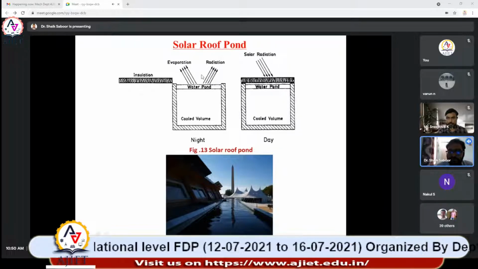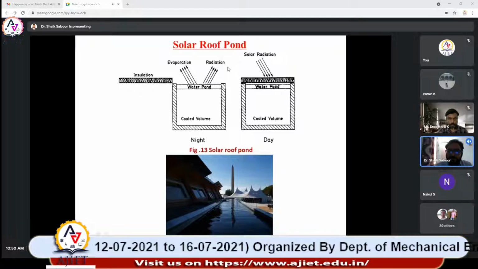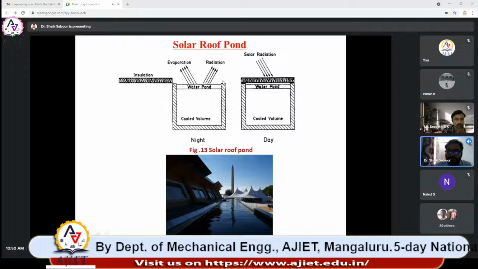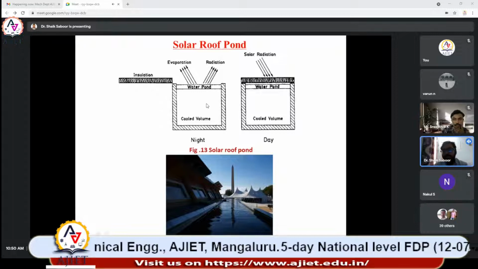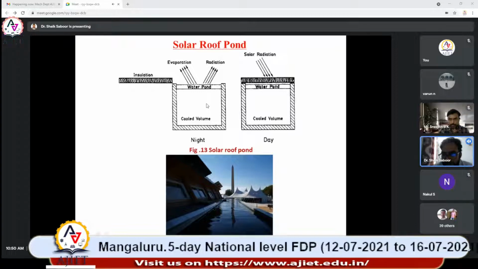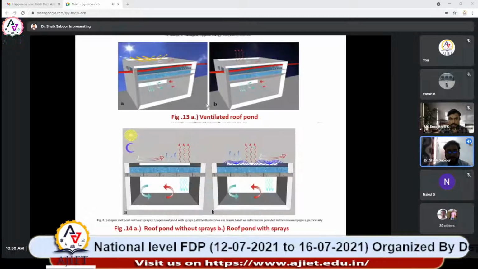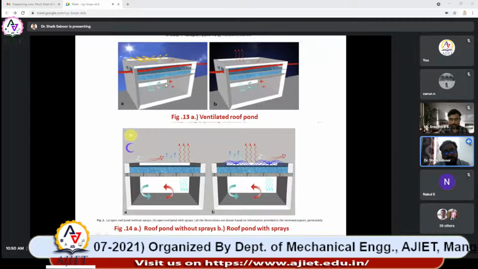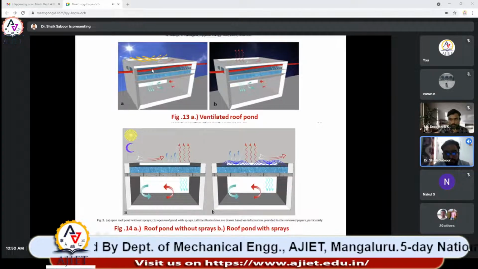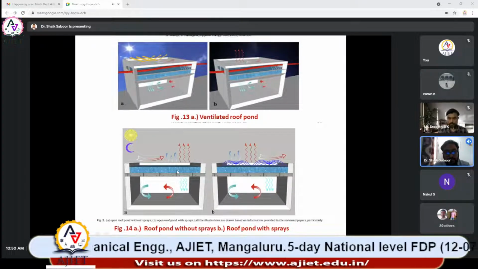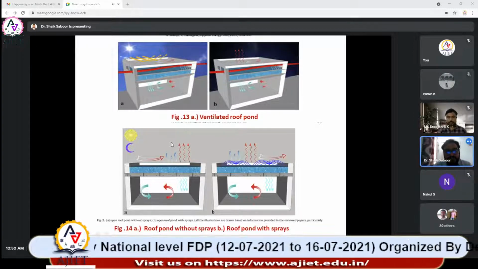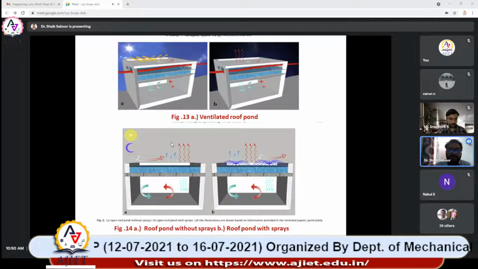During daytime, when you expose it to the atmosphere, what happens? Because of the solar radiation, this water will be heated up. After that, we close the insulation. As a result, we'll be maintaining the warm temperature inside the building. With these modified techniques, we can also sprinkle the water to increase the evaporation process. You can see here without spray and with spray, various combinations. So this is the advanced solar roof pond technique.